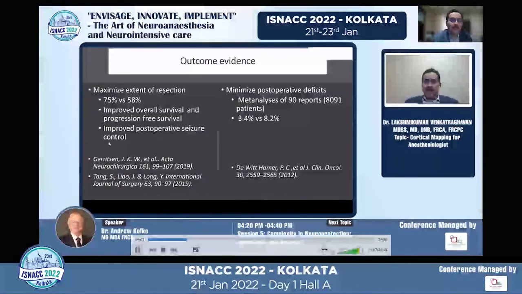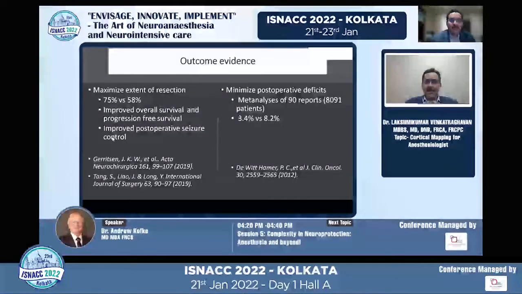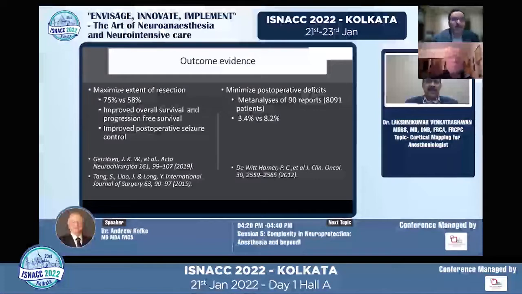With regard to the outcome evidence, there are a lot of studies looking at the utility of intraoperative stimulation mapping, or cortical mapping, with two main outcomes. One is that it maximizes the extent of resection. A couple of systematic reviews and meta-analyses have shown that the extent of resection was comparatively higher with intraoperative stimulation mapping versus without it. Maximizing the resection does improve overall survival and progression-free survival, as well as postoperative seizure control in patients with epilepsy.